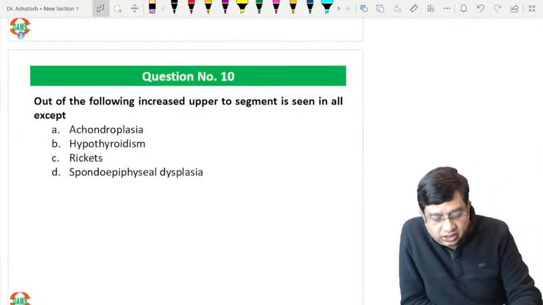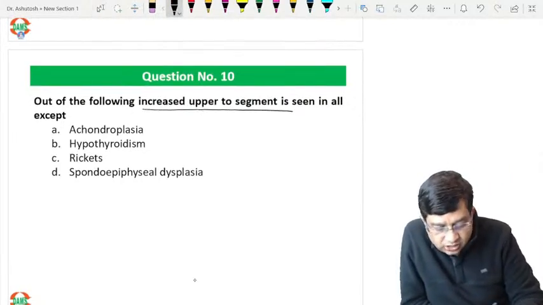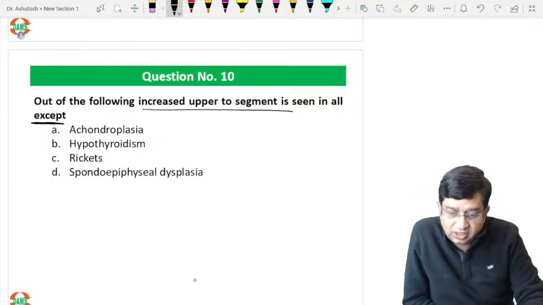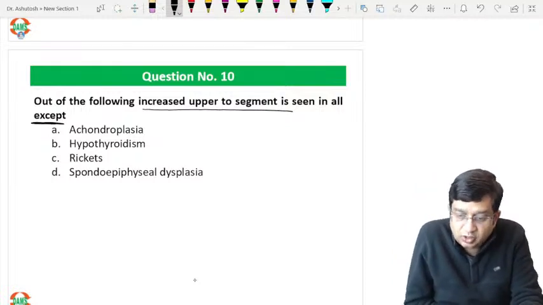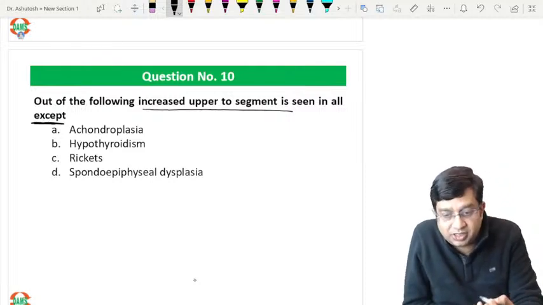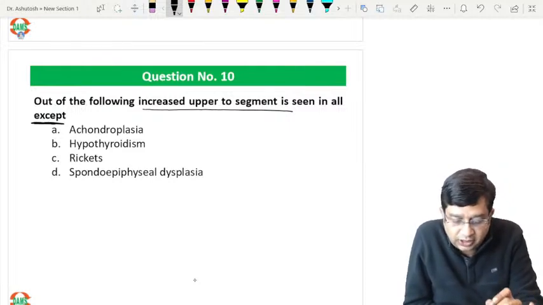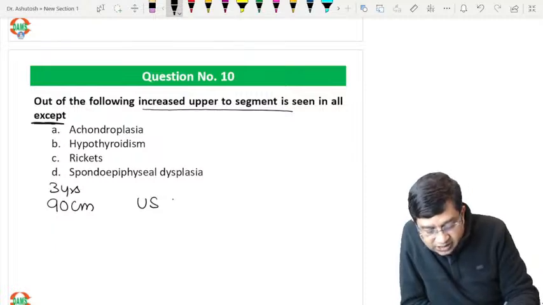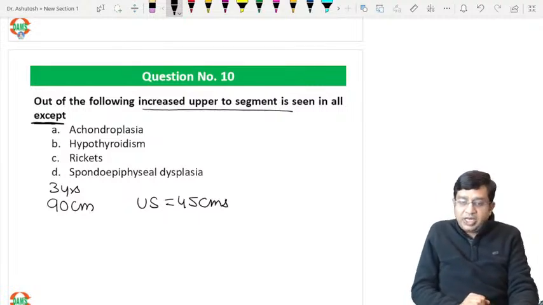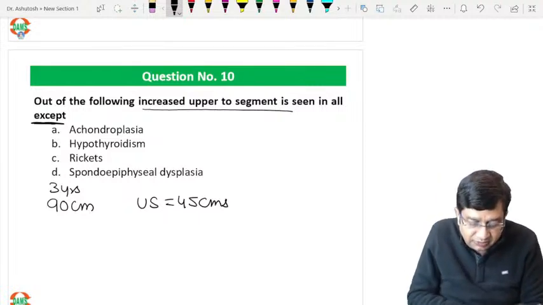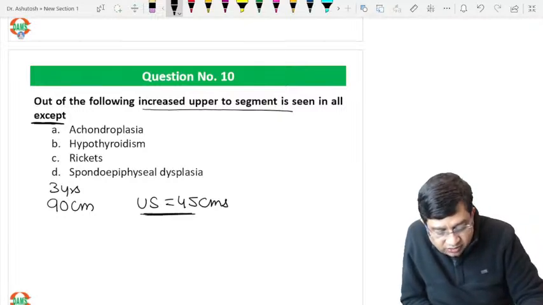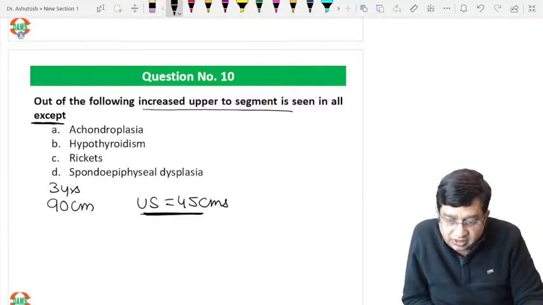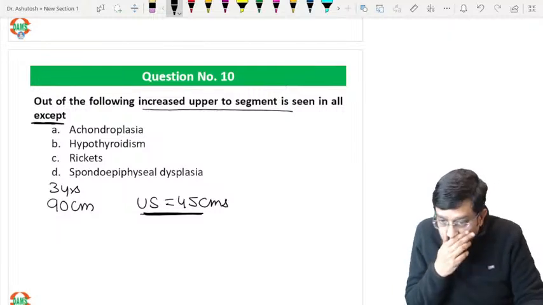Out of the following, increased upper to segment ratio is seen in all except. अब इस क्वेश्चन पे बहुत कंफ्यूजन है, कोई कहता है एक्सेप्ट था, कोई कहता है एक्सेप्ट नहीं था, पर डेफिनेटली एक क्वेश्चन तो था. और कुछ ऐसा भी बता रहे हैं कि 90 सेंटीमीटर 3 इयर्स पे दिया हुआ था और अपर सेगमेंट 45 सेंटीमीटर, कुछ ऐसे दिया था क्वेश्चन. माइट बी कि 3 इयर्स पे 90 सेंटीमीटर and upper segment was given particularly 45 centimeter, right?